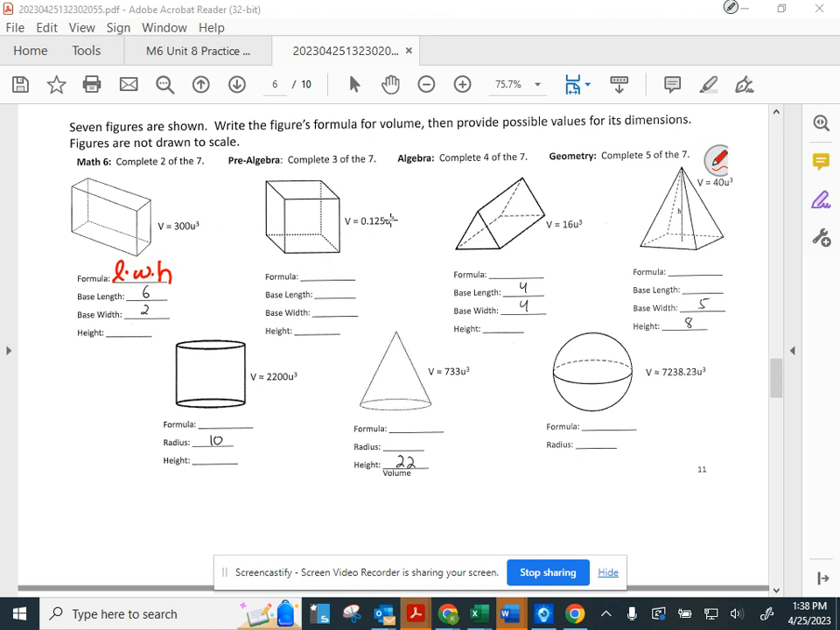For our cube, it's still length times width times height, or you could say side cubed. Triangular prism is 1/2 the length times the width times the height. Our pyramid is length times width times height divided by 3. Our cylinder is pi r squared times the height. The cone is pi r squared times the height divided by 3. And for our sphere, we have 4 divided by 3 times pi times the radius cubed.